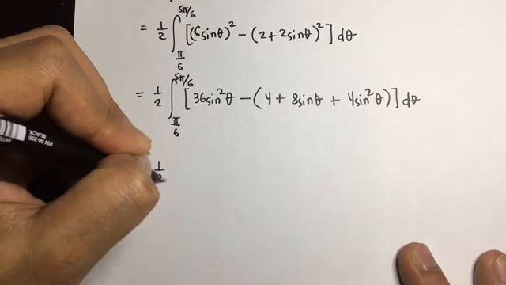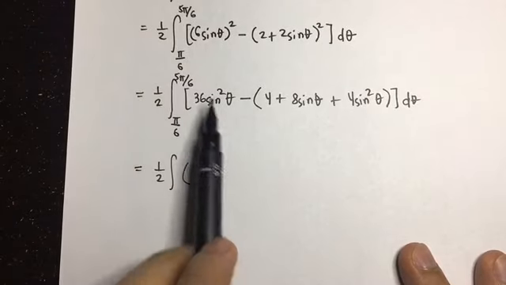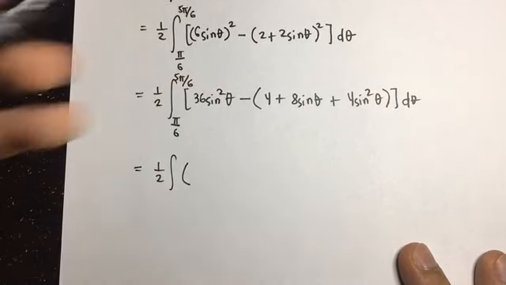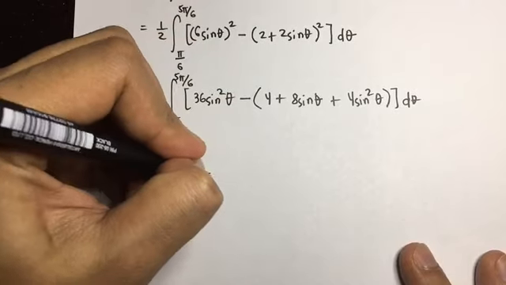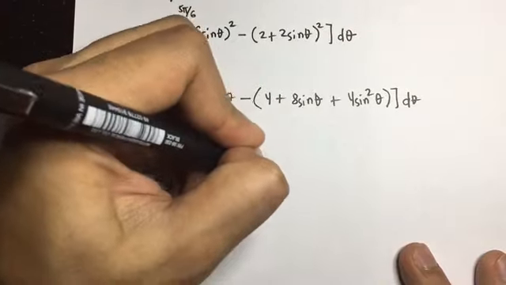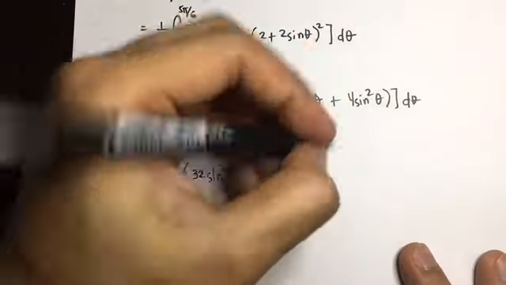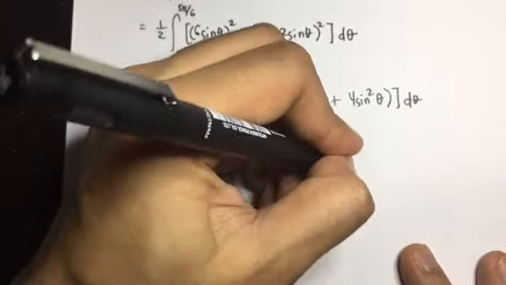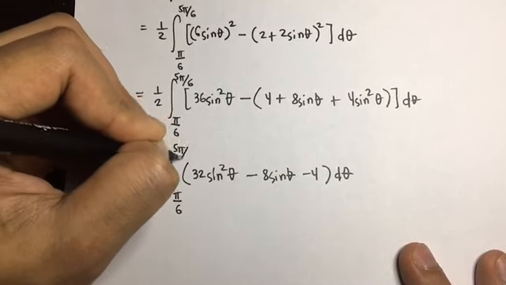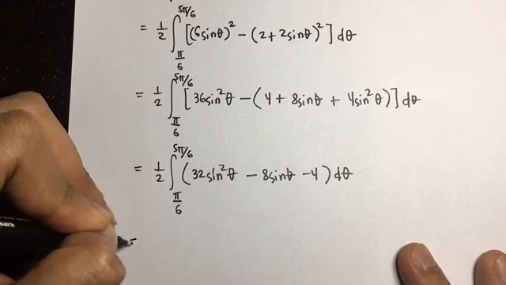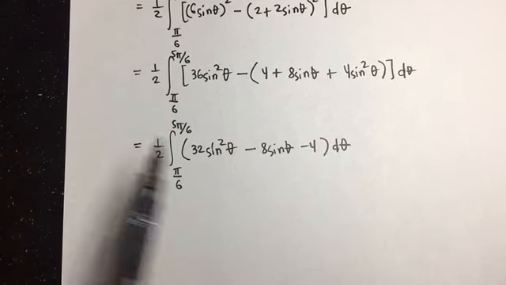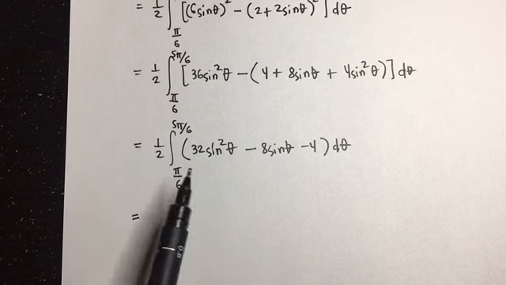Simplifying, so we'll have 1/2 integral of 36 sine squared theta minus 4 sine squared theta, that is 32 sine squared theta minus 8 sine theta minus 4 from pi over 6 to 5 pi over 6. So unfortunately we can't apply Wallis formula here because as you can see our limits, it's not from 0 to pi over 2, so we have to do it the long way.